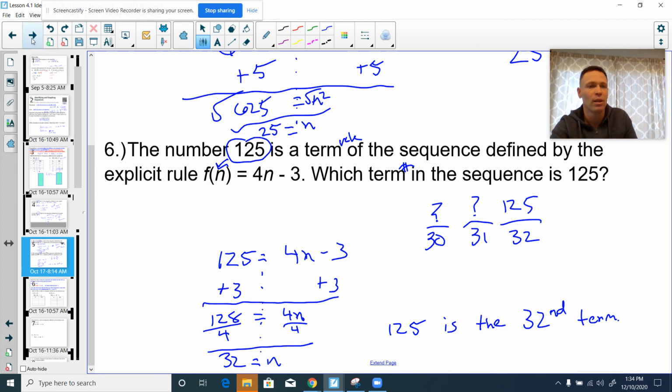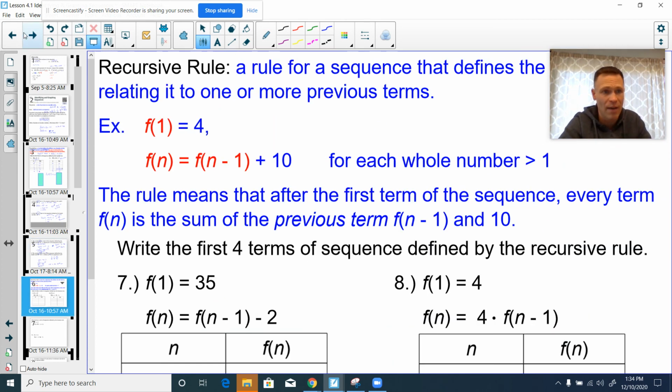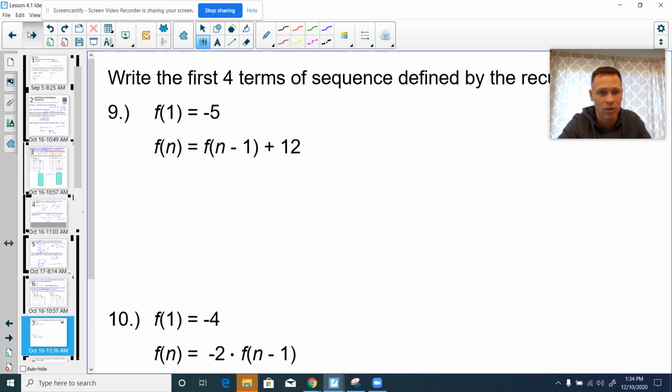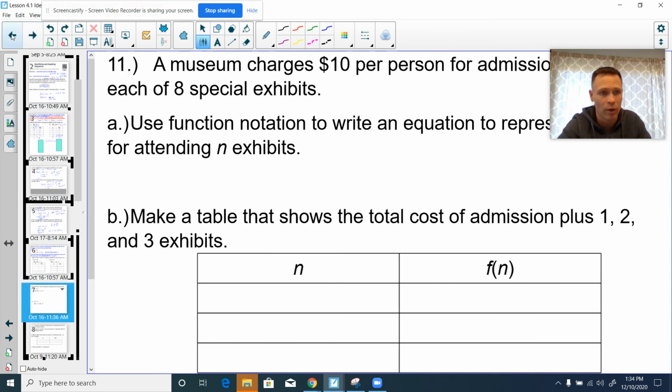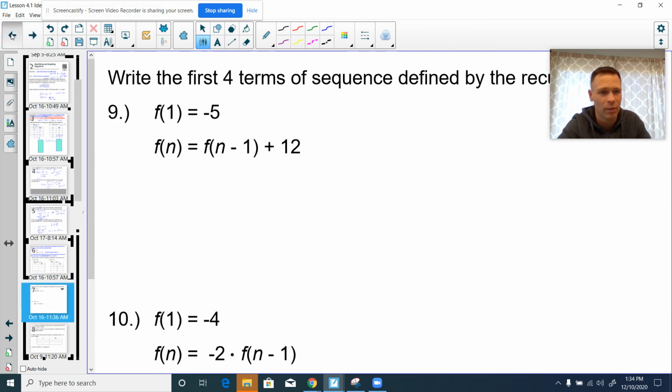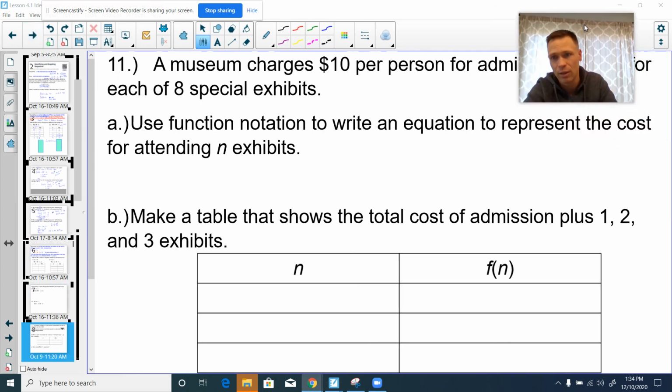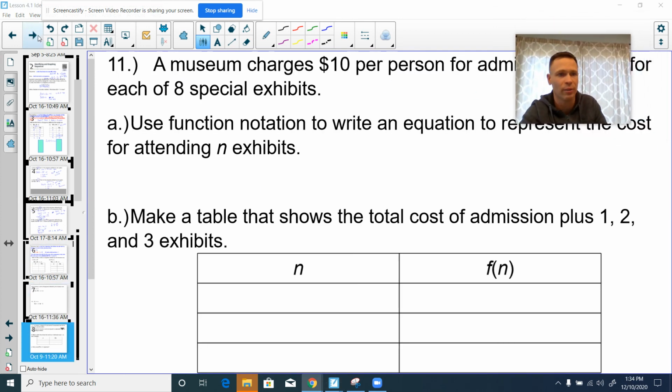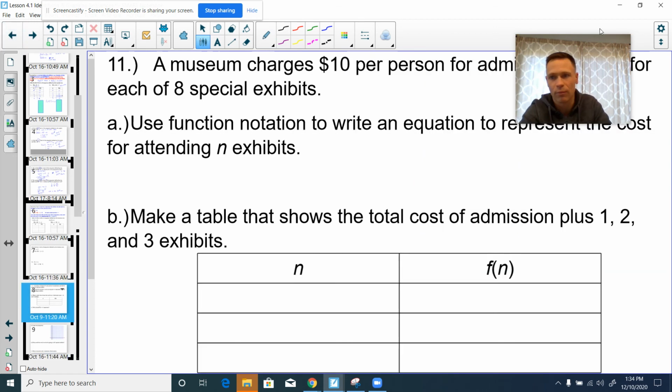All right. So after that, we really just have the recursive rule stuff, which we decided to forget about. So we're not going to do the recursive rule stuff. I'm skipping that for this video. But we can do this example here about this museum, and we'll be done.